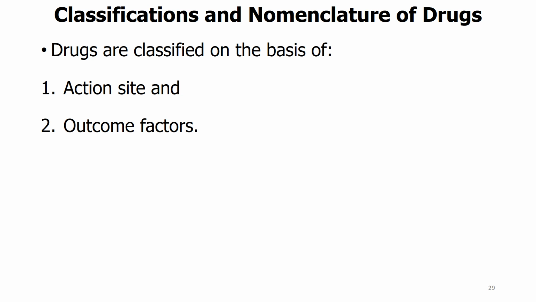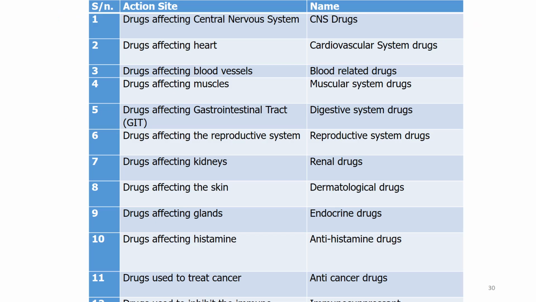Now let's look at classifications and nomenclature of drugs. Drugs are classified on the basis of action site and outcome factors. Now, on the basis of action site, the table below gives clear definitions and the names of drugs. First of all, we have drugs affecting the central nervous system. They are referred to as CNS drugs, that is, the drugs that act on the central nervous system.